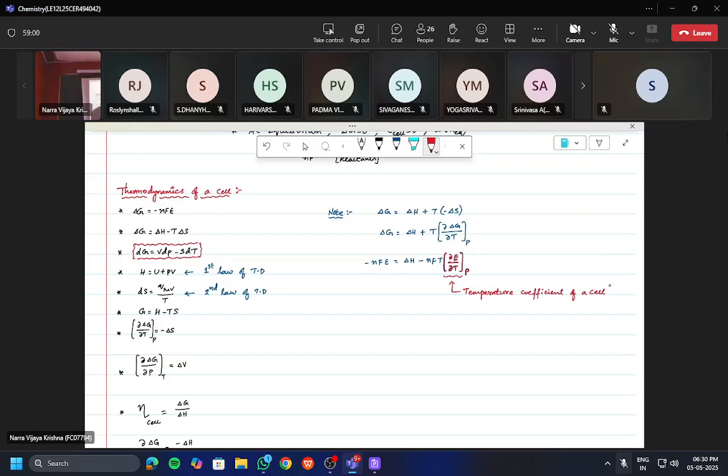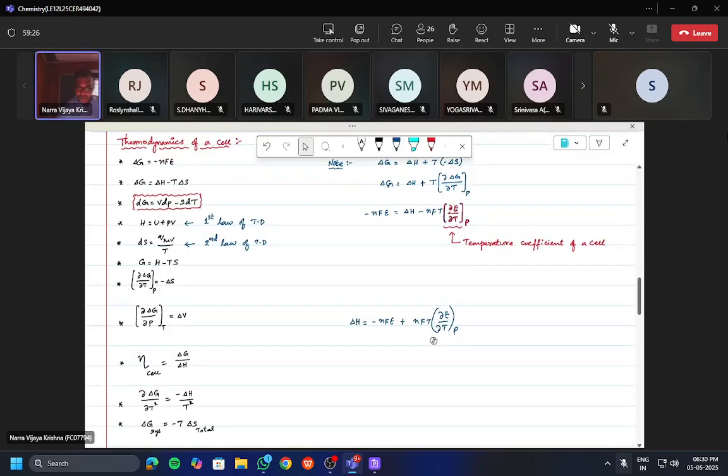Now, bring this term to this side. Then what you got? Delta H equal to minus NFE plus NFT dou E by dou T at constant P. Correct or not?